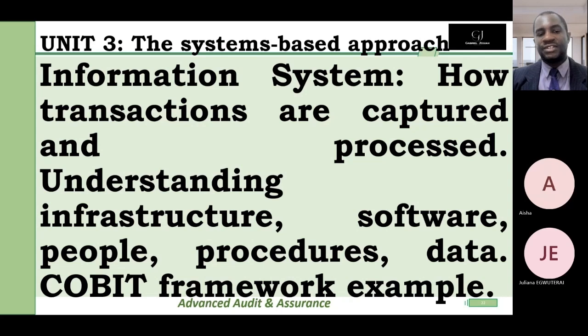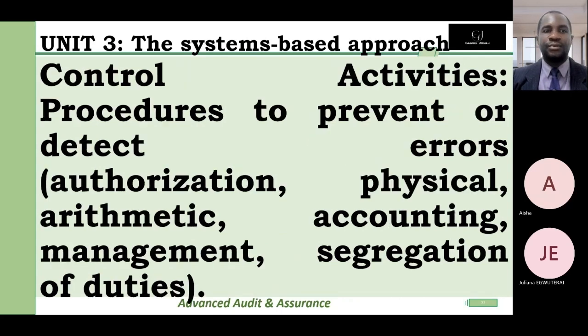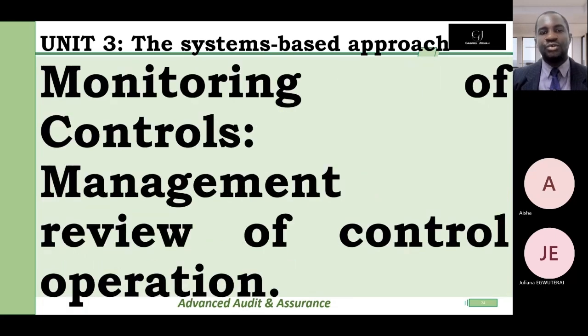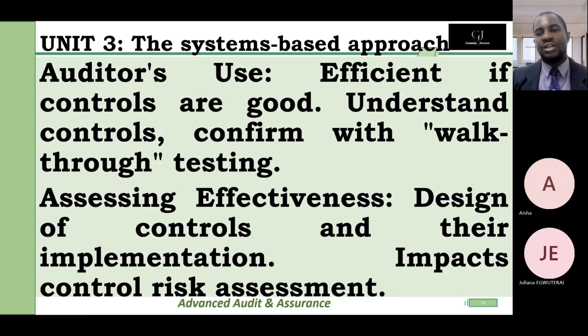The control objectives on IT framework is an example, and then the control activities, procedures to prevent or detect errors in authorization, physical, arithmetic, we spoke to accounting controls, management, segregation of duties, and also monitoring of these controls, which is management's review of control operations by internal audits, external audits, independent reviews are very, very important in the system-based approach. So the auditor's use of controls and also the testing of their efficiencies are good.